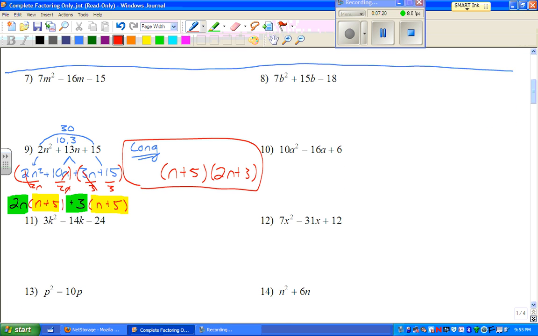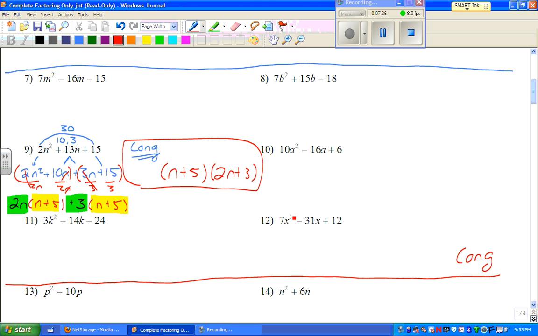Alright, let's try another one. Okay, so I'm going to block these off. I'm going to say 7 through 12. These are all long method problems. So you know, and it's just going to help you. Alright, let's try it again.